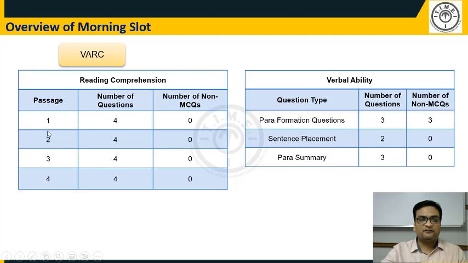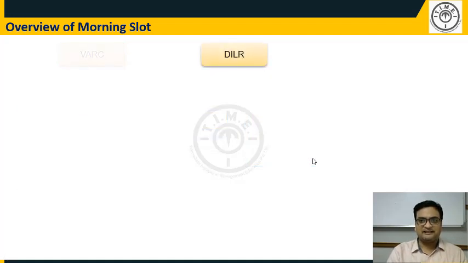Now in VARC there were 4 passages, each consisting of 4 questions, and there were no non-MCQ questions in the RC part. This time in VARC we had a few new types of questions on sentence placement. There were 2 questions on sentence placement, and para formation is a regular feature that we have in CAT VARC, and then there was para summary. The number of questions, as you can see here, were 8 in number, 3 from para formation, 2 from sentence placement, and 3 from para summary. We'll talk more about the VARC in a while in our detailed analysis.